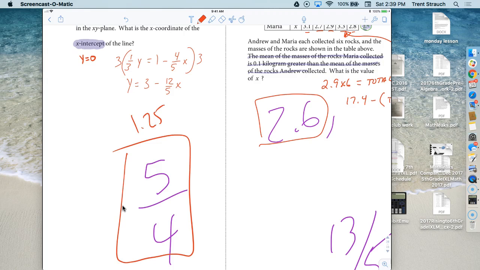But essentially just plugging 0 in for y. If I ask you what the y-intercept is, you should be able to tell somebody that's when the x value is 0. All right?